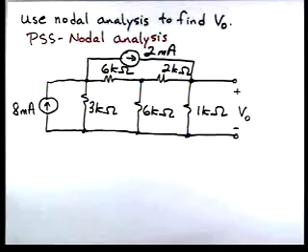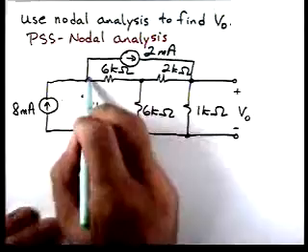In this problem, we're to use nodal analysis to find V0. And if we look at our circuit diagram there, you can see where V0 is labeled on the diagram. We're going to use our problem-solving strategy for nodal analysis. And the first step is determine the number of nodes in the circuit.